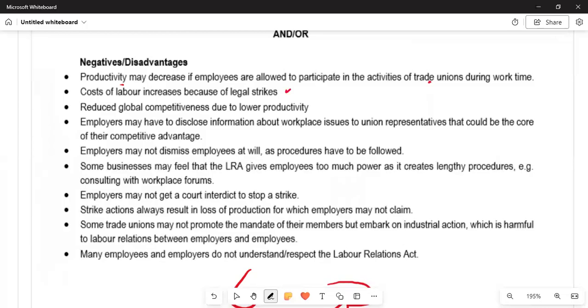And then if it's global, remember that we've got means of foreign exchange, whereby we are also trading the goods and the services that are offered in the country. But if now in South Africa we cannot trade gold as a primary product, then it means globally we will suffer. And then we are talking about how employers may have to disclose information about workplace issues to the union representatives, which could be costly.